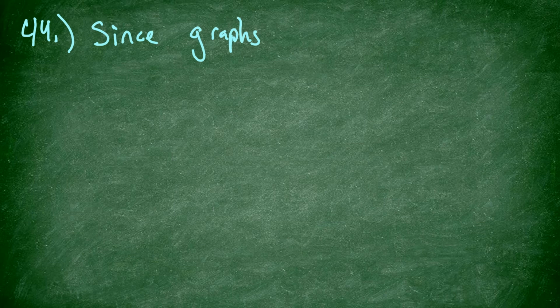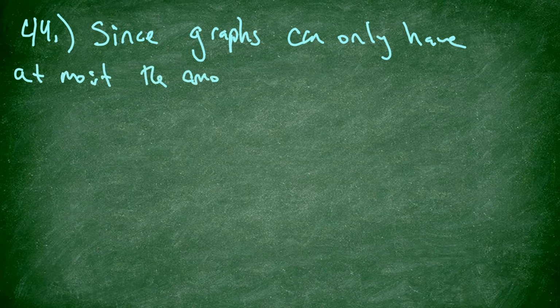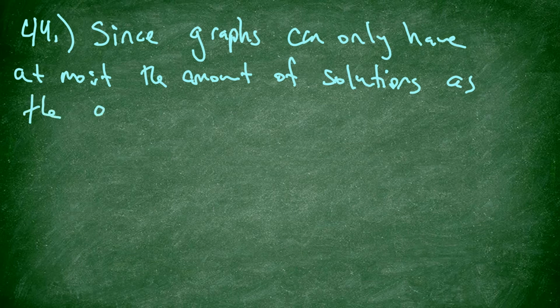And that's it. Alright, 44 says, is it possible for a cubic function to have more than 3 real zeros? And no, since graphs can only have at most the amount of solutions as the degree. And a cubic equals x cubed, so therefore that little 3 tells me it can have at most 3 zeros. Can't have more than that.